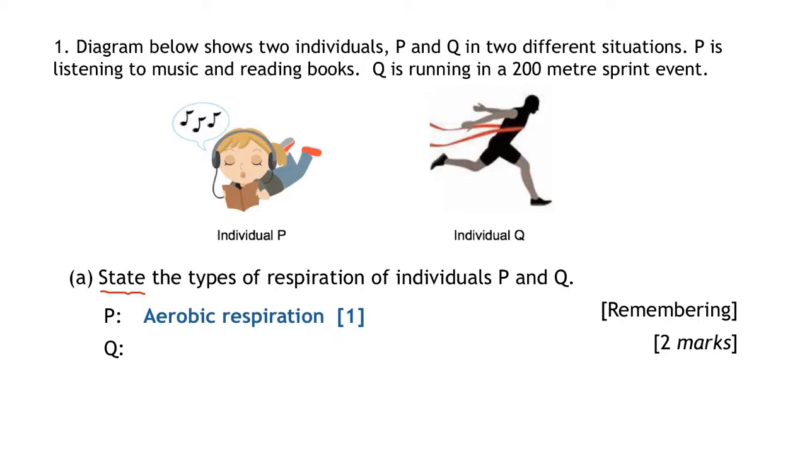The answer is aerobic respiration for individual P. 1 mark. Then individual Q, lactic acid fermentation. 1 mark.